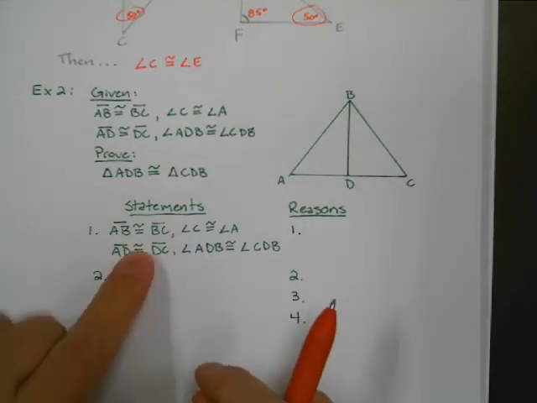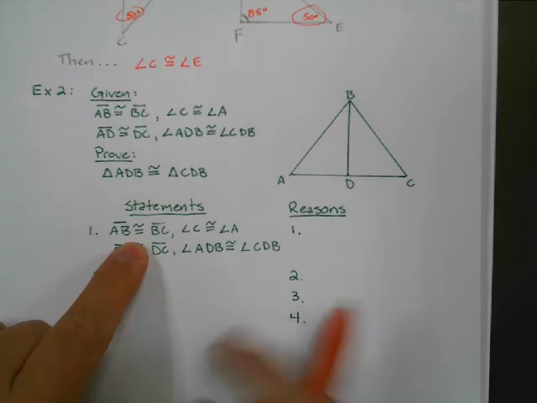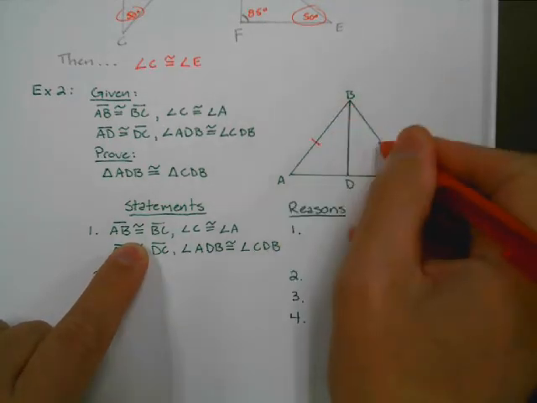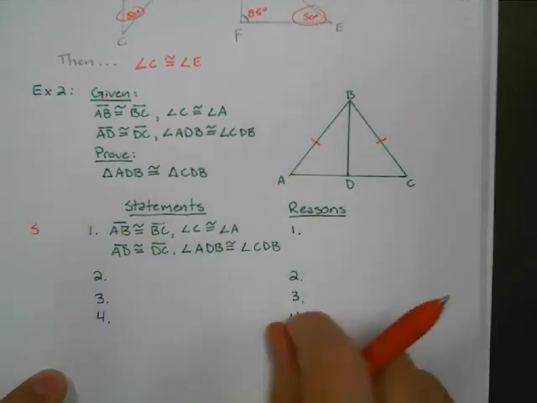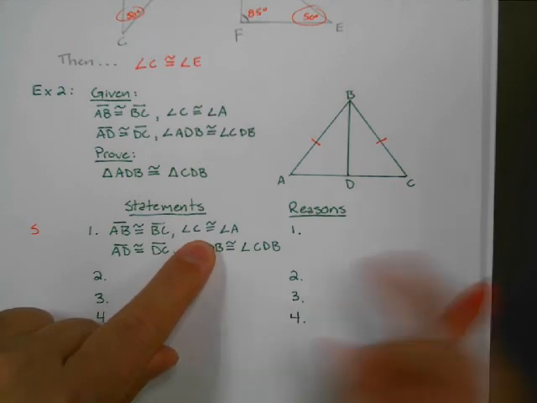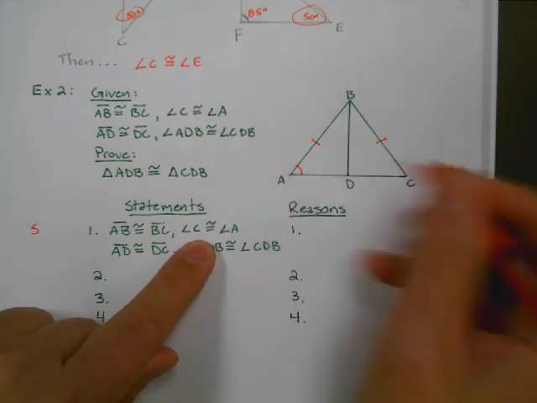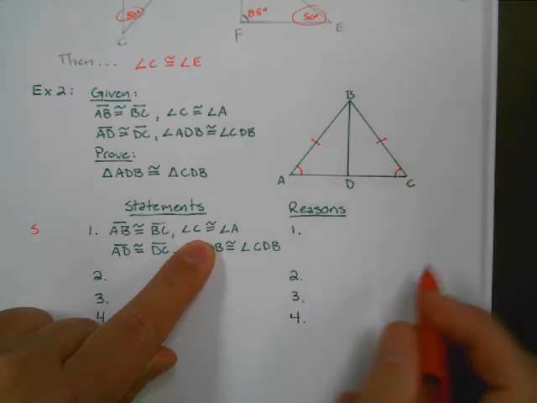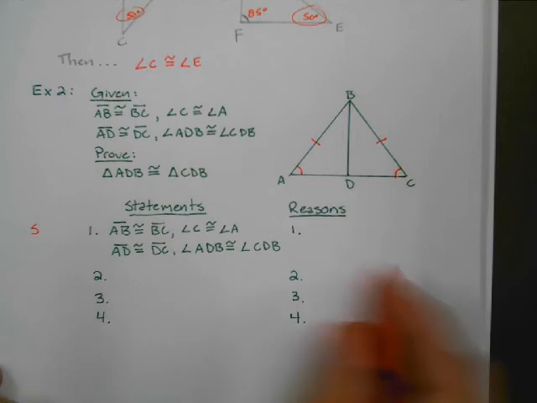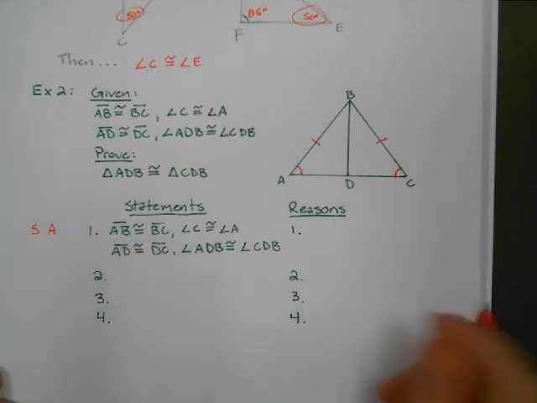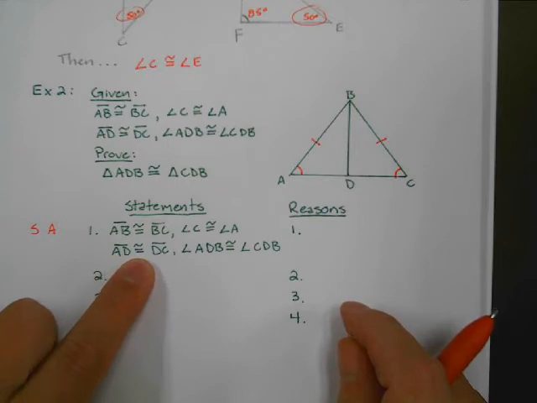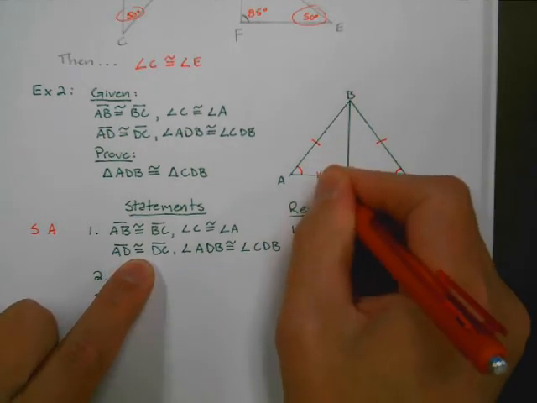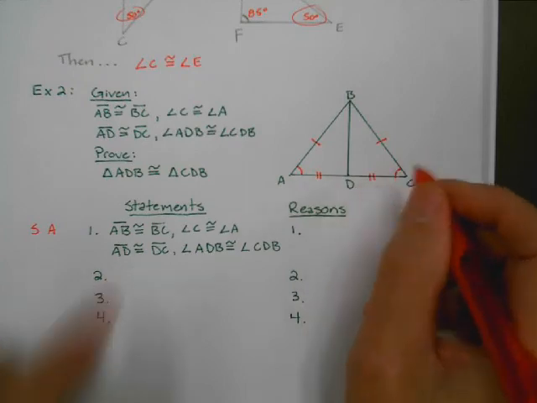Let's see what we have. I've got AB is congruent to BC. Let me make a mark there. AB is congruent to BC. All right, so far I've got one side congruent. Then they say that angle C is congruent to angle A. So this is angle A and this is angle C. And they're telling me that that one is congruent. So now I've got one side and one angle. All right, here they tell me that side AD is congruent to side DC. So let's see, AD's right here and DC's right here. So now I have another side.